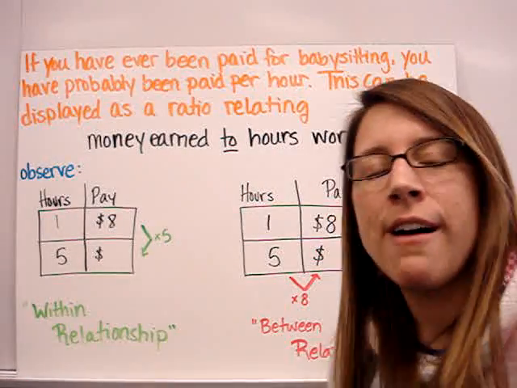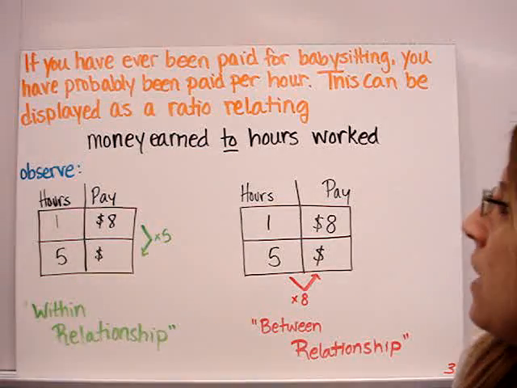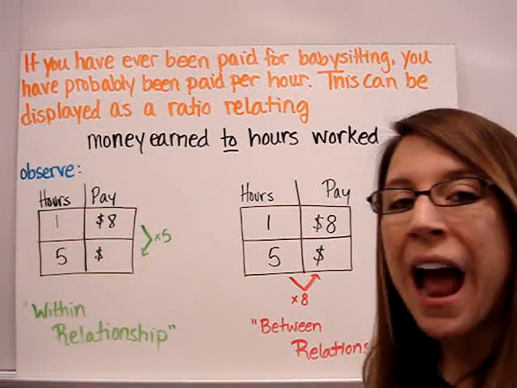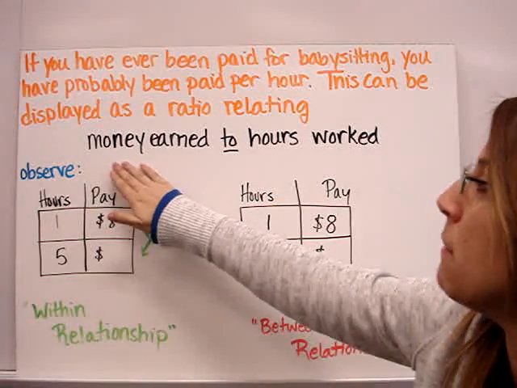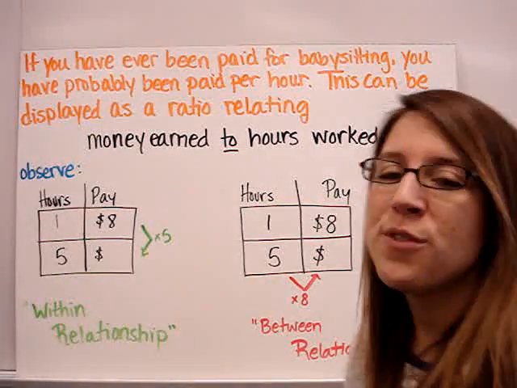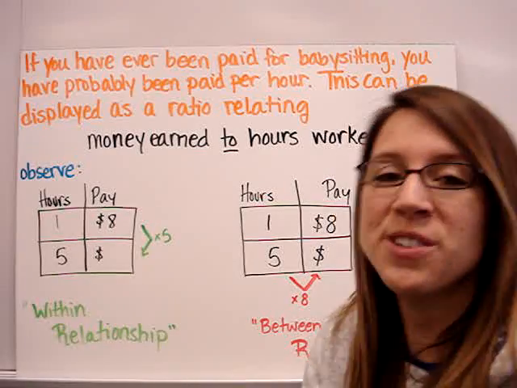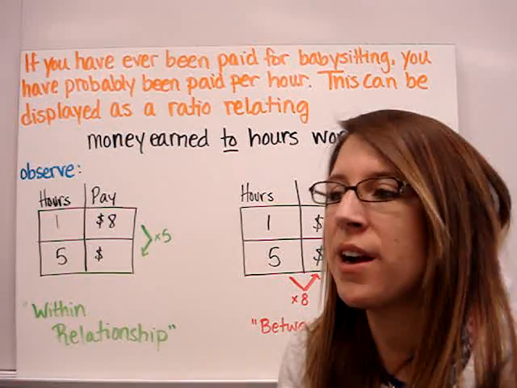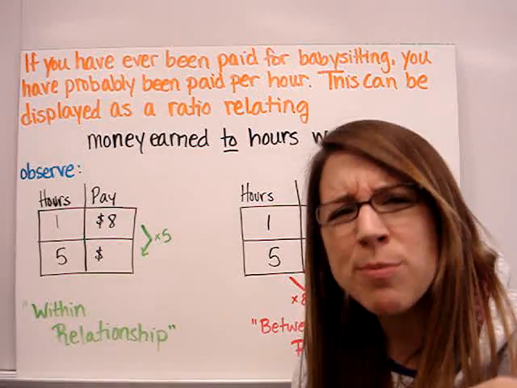Here is more of an example you might be able to relate to. If you have ever been paid for babysitting, you've probably been paid per hour. This can be displayed as a ratio relating money earned to hours worked. I don't know if you've ever sat in a house while you're babysitting and the kids are sleeping and you're just counting the hours and thinking, how much am I going to get paid? Well, this is a multiplication problem.